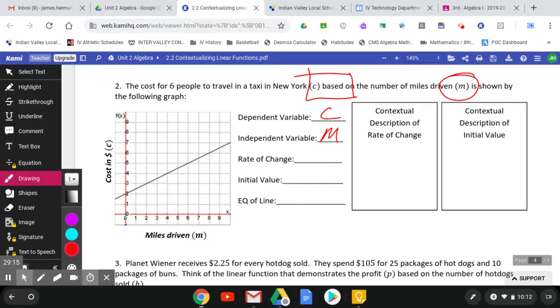One more time with me. Hands together. Input, output, domain, range. Independent, dependent. X, Y. See how it all goes together, just those different names. So technically, we could have just looked right here and said, hey, the dependent variable is C. The independent variable is M. So there's 2 different ways we can find out that same information now given a graph.